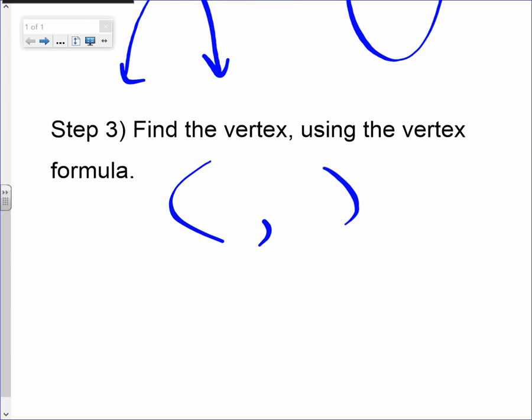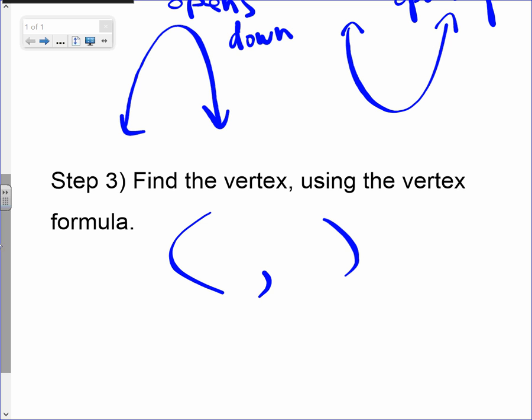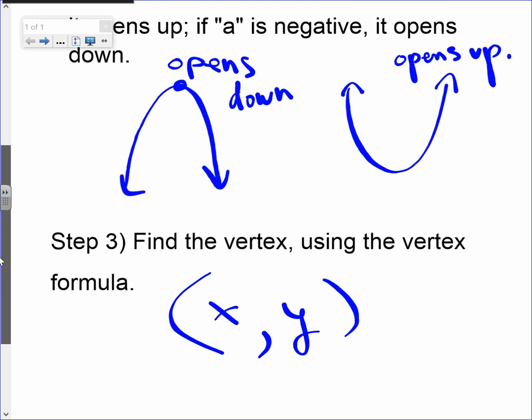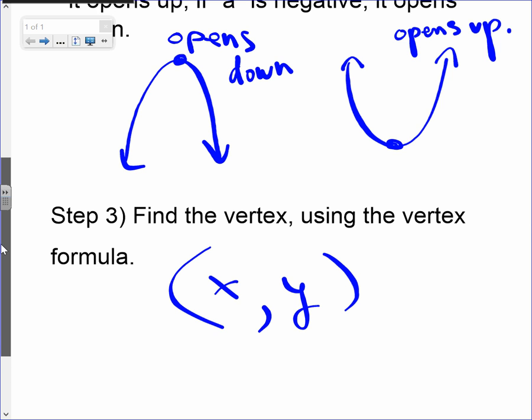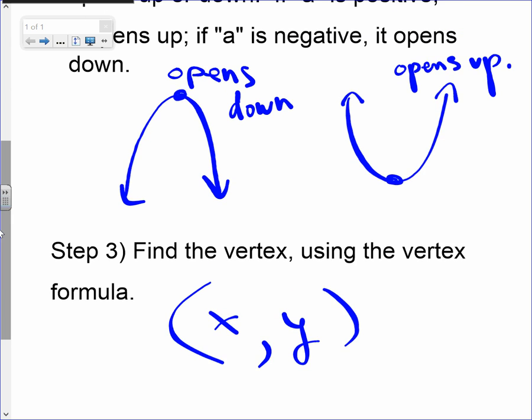The vertex formula, remember the vertex is going to be an XY ordered pair. Notice the top of a parabola has some X and Y coordinate, or the bottom point has an XY coordinate. That uppermost or bottommost coordinate is called a vertex. Rookies, if you don't know what a vertex is, it's either the bottommost point of a parabola or the topmost point. Veteran students, you already know that.